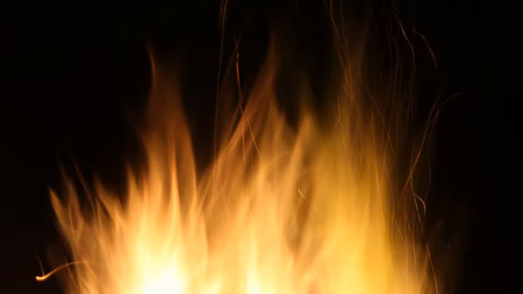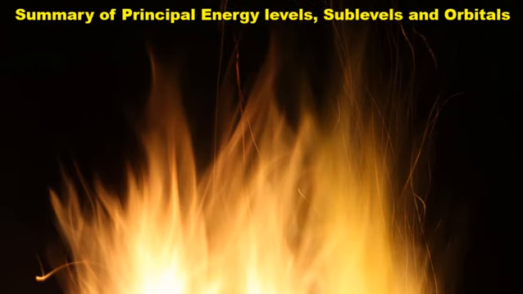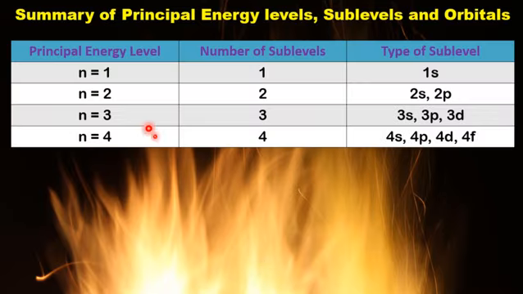So this table presents the summary of principal energy level, sublevel, and orbitals. Here you can see that for the principal energy level n equals 1, we can find one sublevel, and the type of sublevel is the s orbital. If n equals 2, the number of sublevels is 2, so we have the 2s and the 2p. If n equals 3, the number of sublevels is 3, which are the 3s, 3p, and 3d. And if n equals 4, there are 4 sublevels, which are the 4s, 4p, 4d, and 4f.